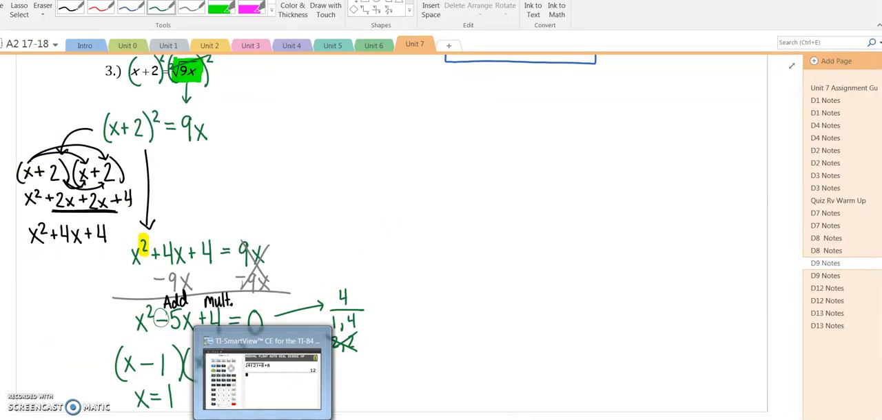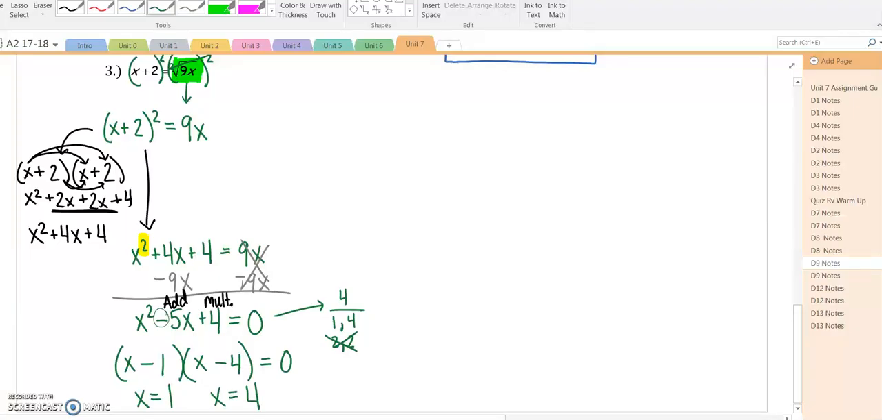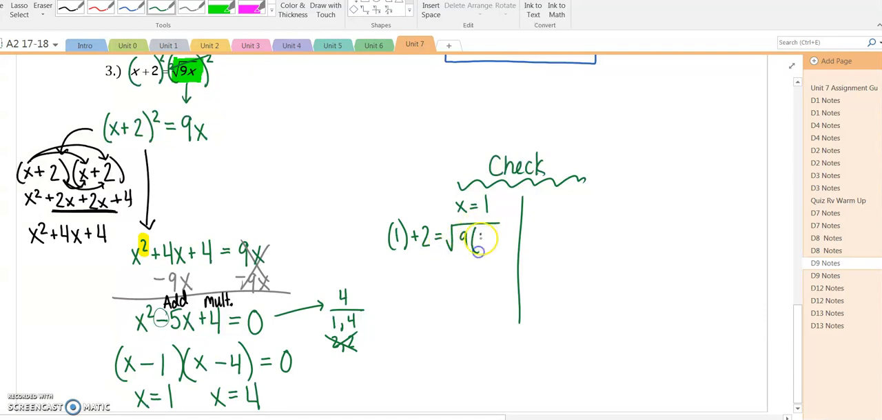Oops. But again, remember, before I circle these, I have to check them. So over here on the side, I'm going to check them. And I got to check both of them now since I have two answers. So we're going to check x equals 1 first. Plug it into the original. So I have 1 plus 2. Does it equal the square root of 9 times 1?